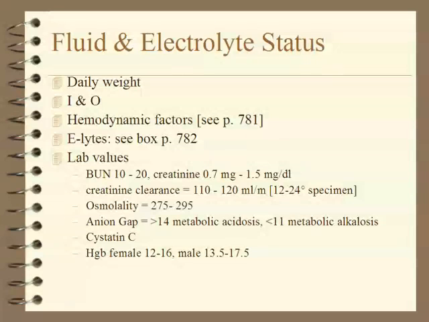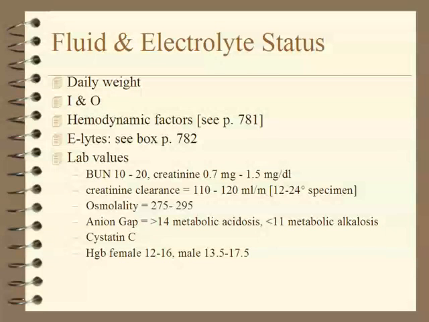Your urine osmolality. Normal is 275 to 295, and that will be increased with a decreased urinary output. And it'll be decreased with diuresis. So it's increased with a decrease in output and decreased with an increase in output.